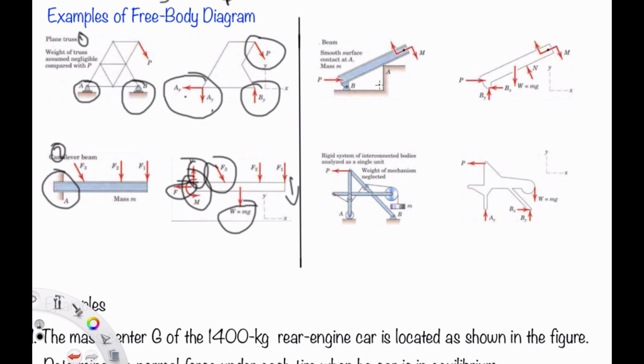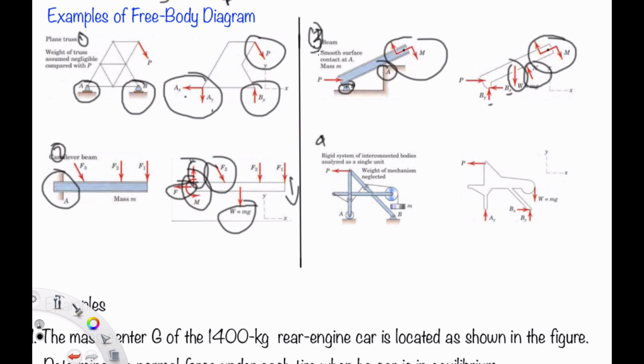And then for the beam, smooth surfaces contact at A with the mass M. It is the normal line, so here we have the normal force. And please check this one. It is a pin connection. For the pin connection, they have two force components here, Bx and By, in the x and y directions, and P is the force exerted on the beam. And the weight of the beam is at the center of this beam.